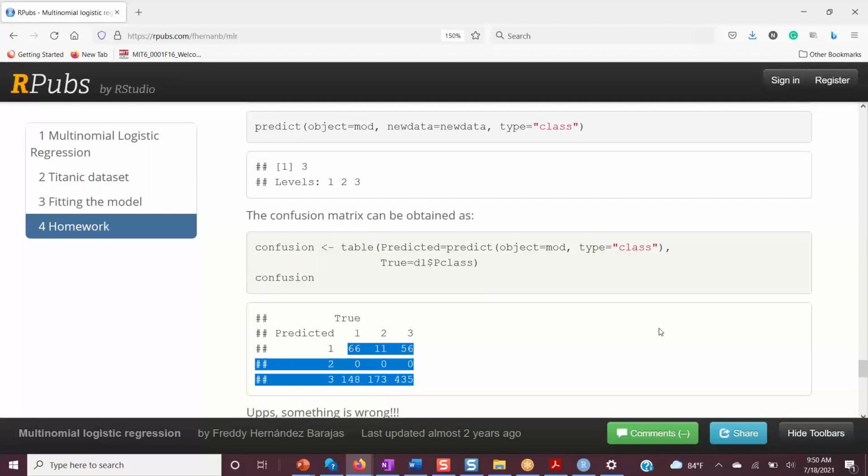Everybody? And it so happened, this model doesn't predict anybody to be in class 2 for the new data set, whatever the new data set is. For the new data set, it does not predict anyone to be in class 2.